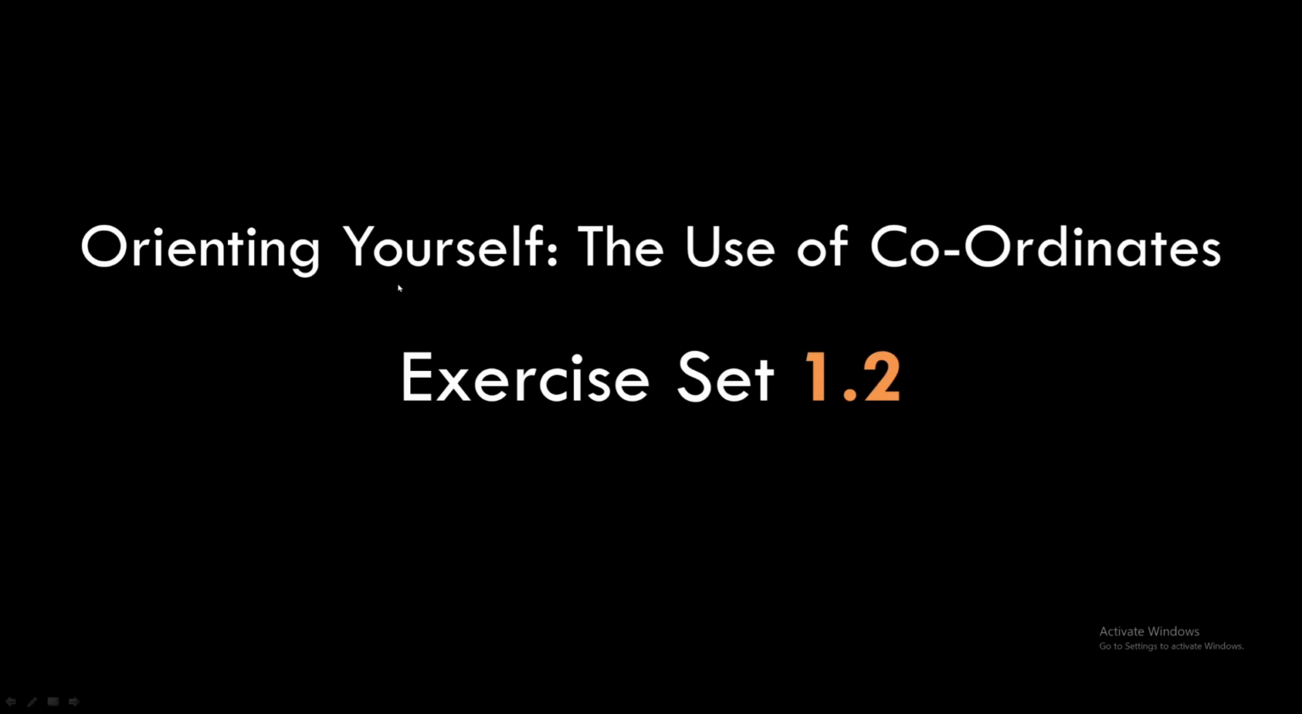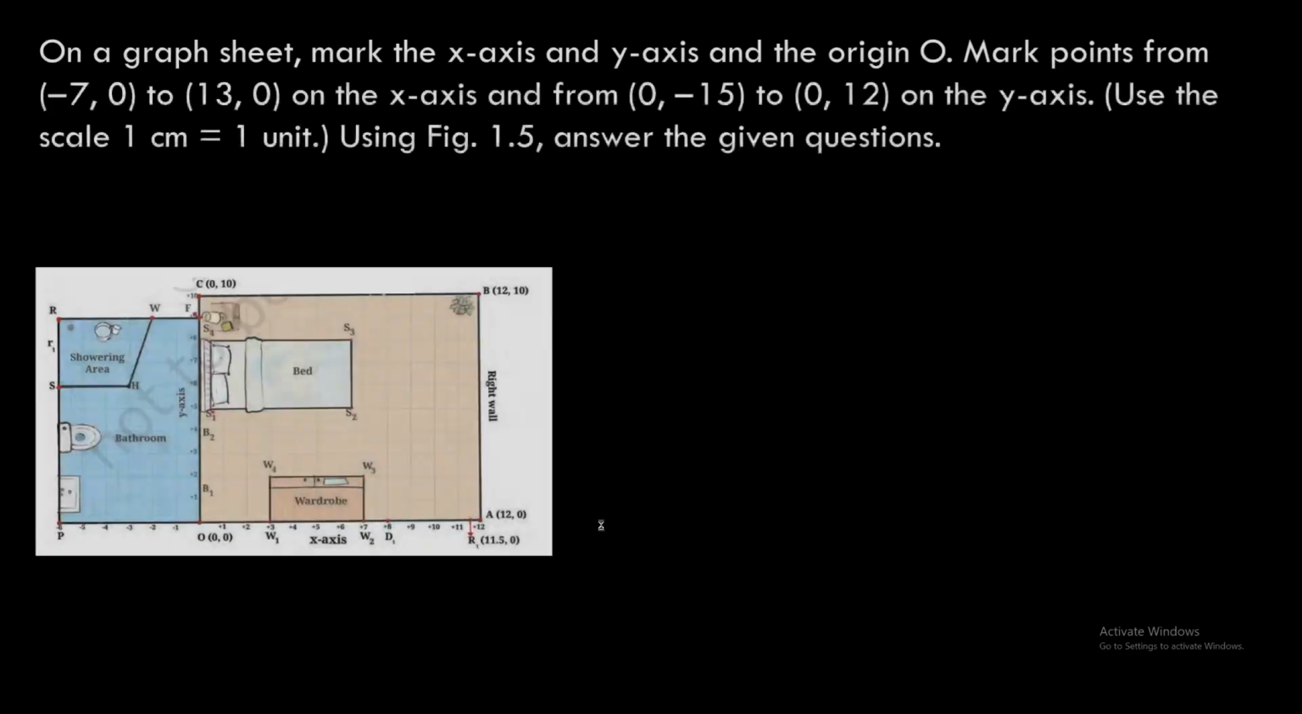Today we are going to do orienting yourself, the use of coordinates, exercise set 1.2 from the NCERT book, class 9. Let's look at our first question.